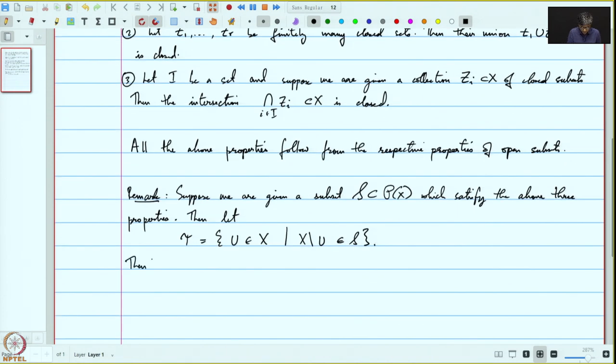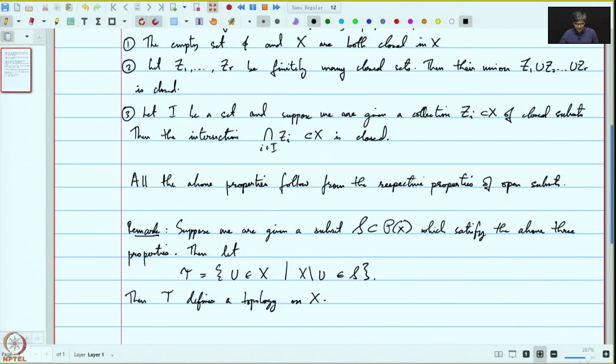Then tau defines a topology on X. So, in other words, what this remark tells us is that to define a topology on X, it's enough to specify the collection of open subsets, which should satisfy the three conditions we saw in the first lecture, or we can specify a collection of subsets which satisfy these three conditions here, and that would specify a topology. The proof of this remark is left as an exercise.